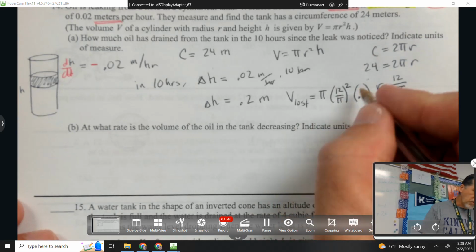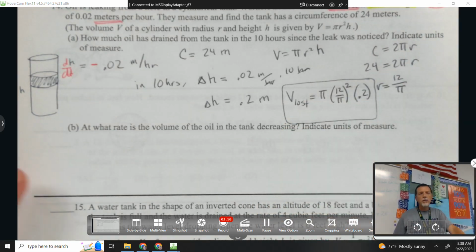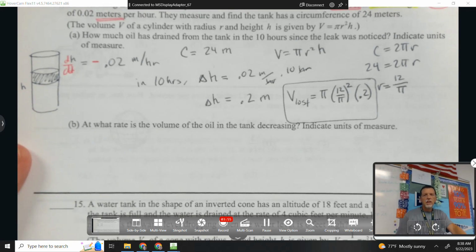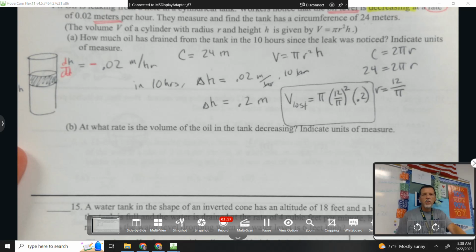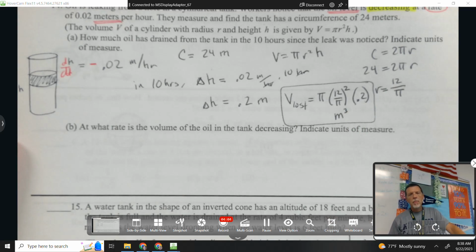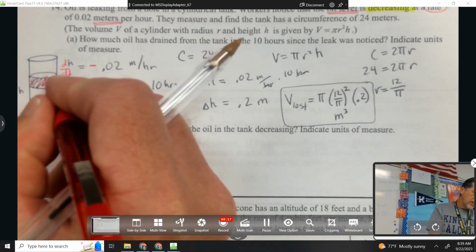Indicate units of measure. So there's my answer. What will my units be? If I'm talking about volume, just meters cubed. All right, so that one, I guess that's kind of a calculus problem, but not what we're used to seeing. So in 10 hours we lost that much.